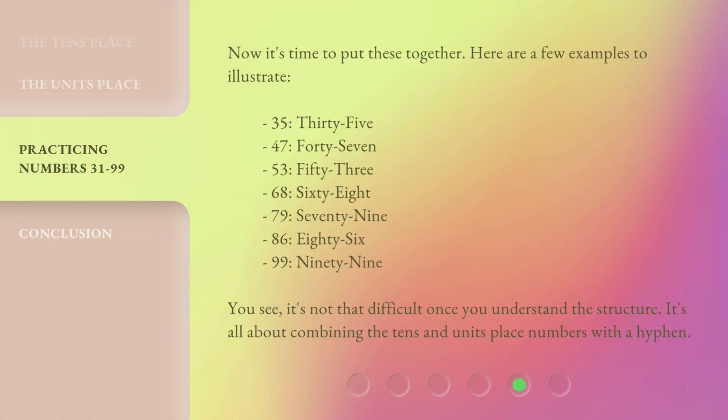Now it's time to put these together. Here are a few examples to illustrate. 35, 47, 53, 68, 79, 86, 99. You see, it's not that difficult once you understand the structure. It's all about combining the tens and units place numbers with a hyphen.